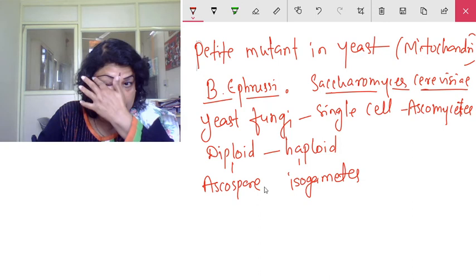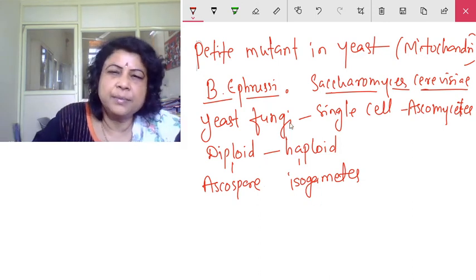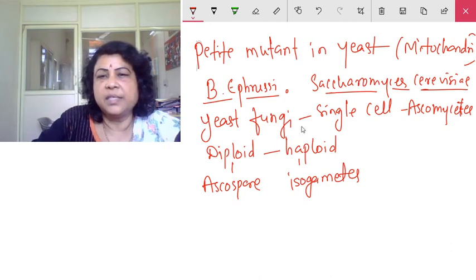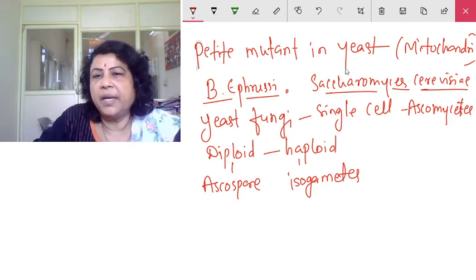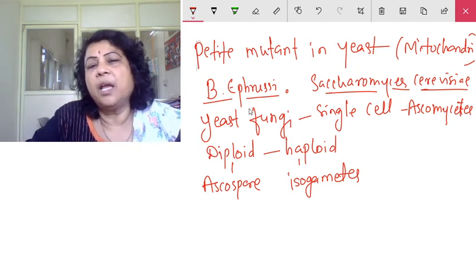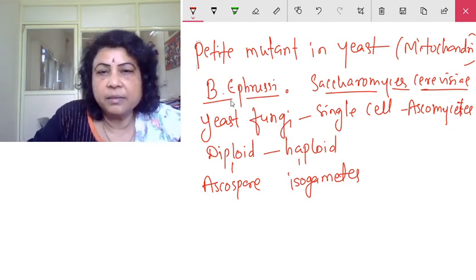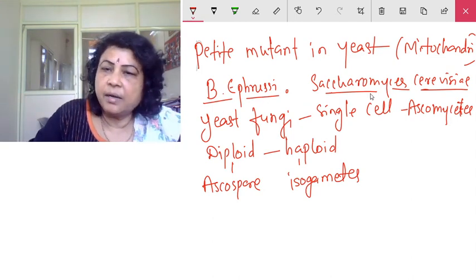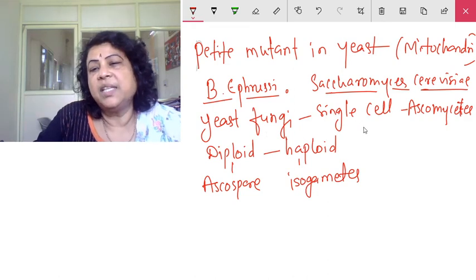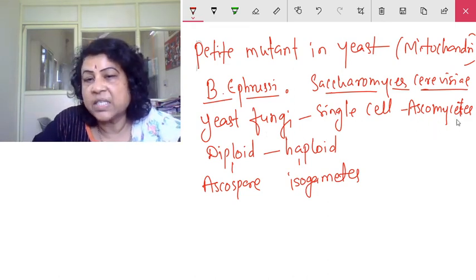Reproduced by the ascogametes. So it is the short life cycle, or very brief history, of the yeast. Okay, so this petite mutant study is on the yeast mitochondria. It was done by B. Ephrussi. This yeast is known as Saccharomyces cerevisiae, the botanical name. This fungus is single-celled and belongs to the ascomycetes.